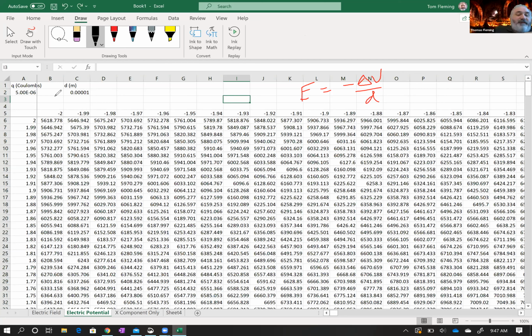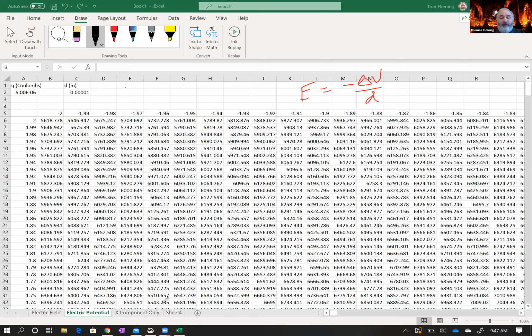I don't want to be subtracting this guy versus this guy anymore, because that's going to give me the X component. Instead, I want to be going up. I want to be going in the positive Y direction. So I want to subtract this guy and this guy, because that's going to give me the Y component of E. However, since I'm going up, I'm going to start at the bottom, not at the top.